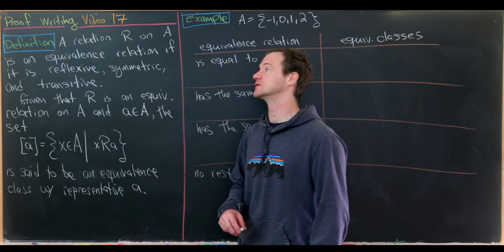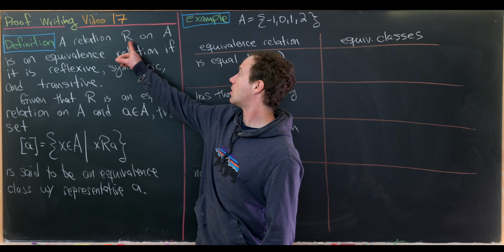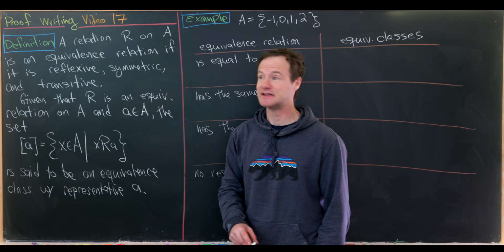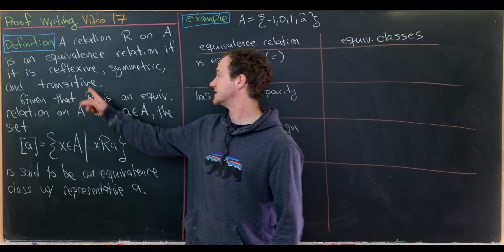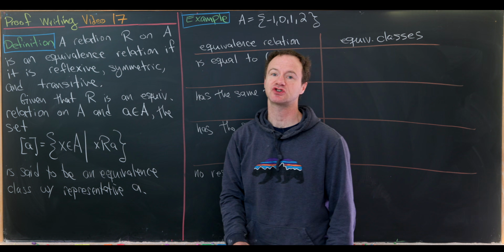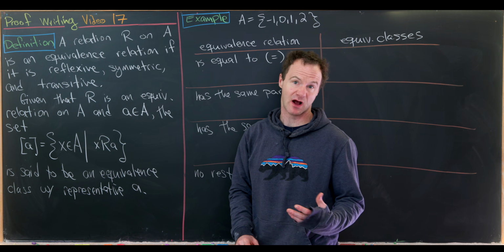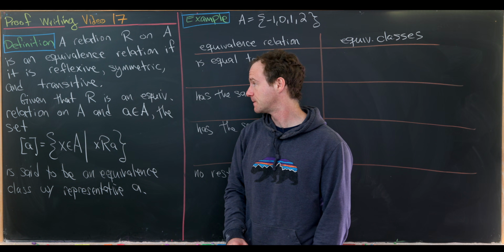So the definition goes like this. A relation R on a set A is an equivalence relation if it is reflexive, symmetric, and transitive. Recall, those were the properties that we studied last time.